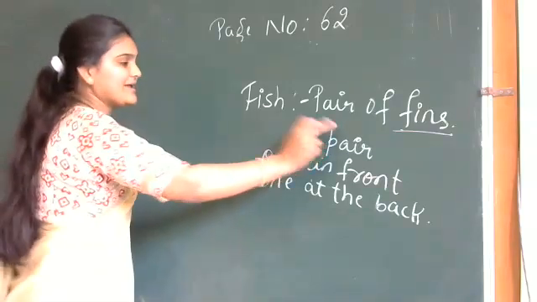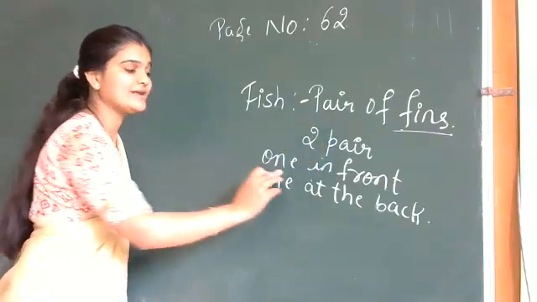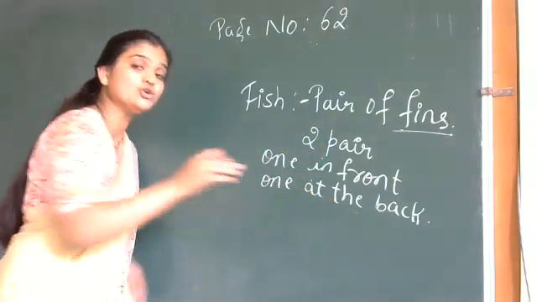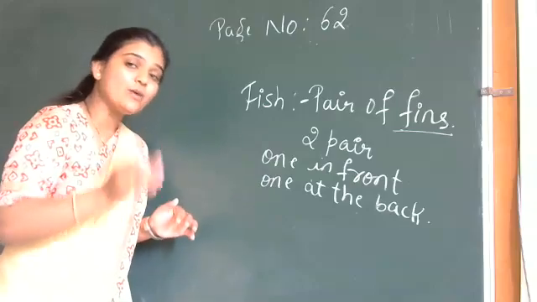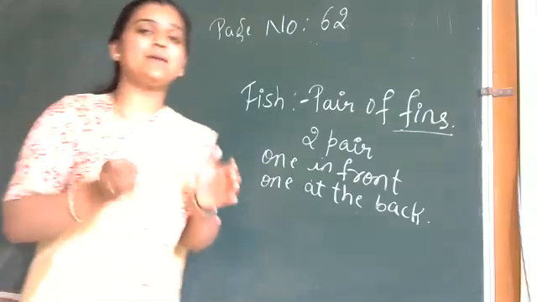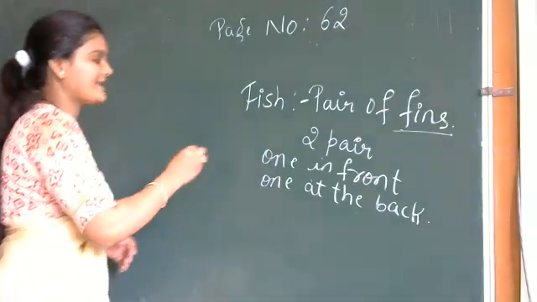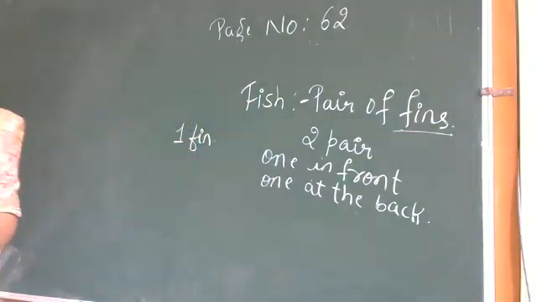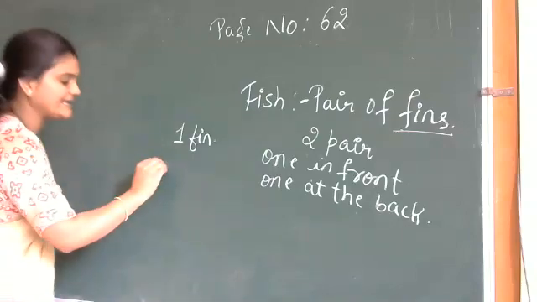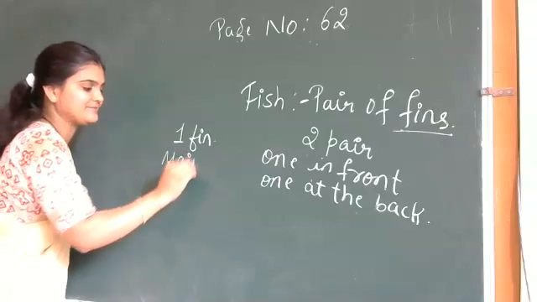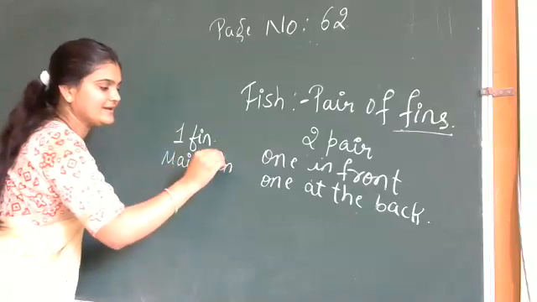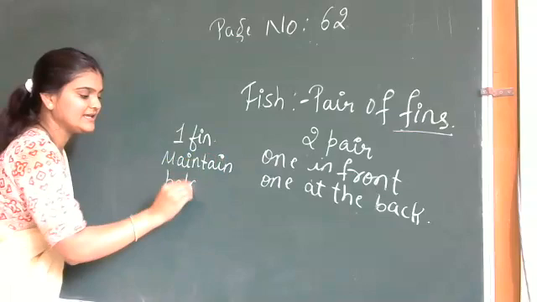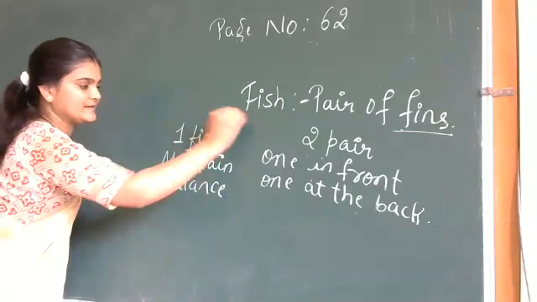Next, the pair of fins, one in front and one at the back, to move in the water. Now the ones which are unpaired. Unpaired meaning only one. Only one fin is responsible for maintaining the balance in the water.